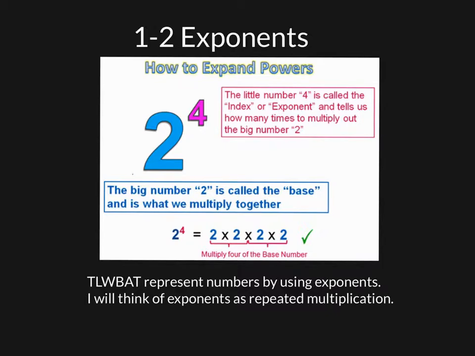The 2 is the base, the 4 is the exponent, and what that 4 means, right here you can see, is we're going to multiply our base 4 times. So it doesn't mean 2 times 4. That is not what it means. It means 2 times 2 times 2 times 2. We have to multiply 2 by itself 4 times. So we'll go into more of that. Let's get started.